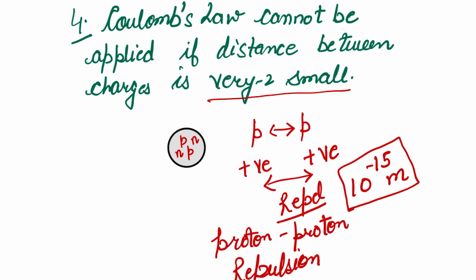So due to that, this proton-proton repulsion will result in breakdown of the nucleus, but actually we have never found breakdown of the nucleus. It means that Coulomb's law cannot be applied if the distance is in the range of 10 raised to power minus 15 meter.